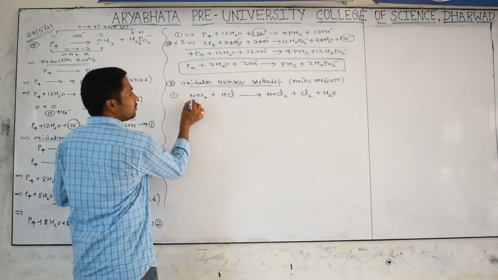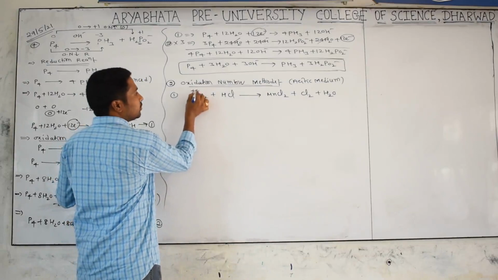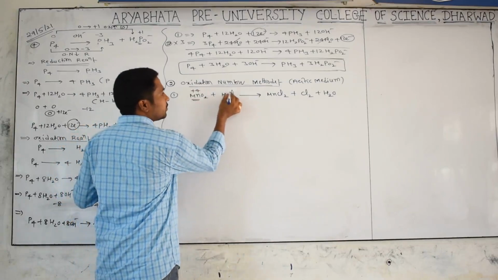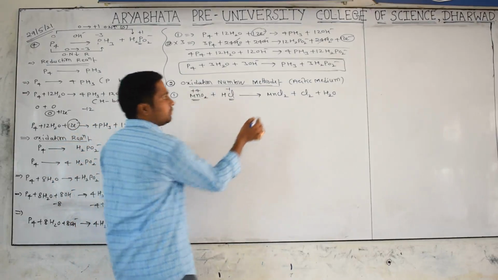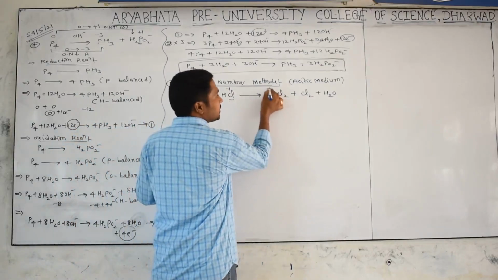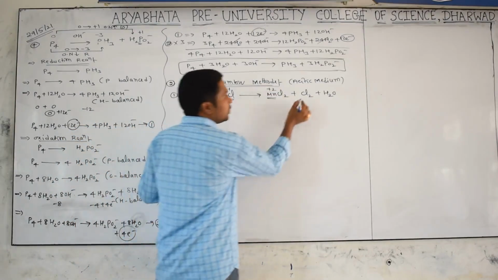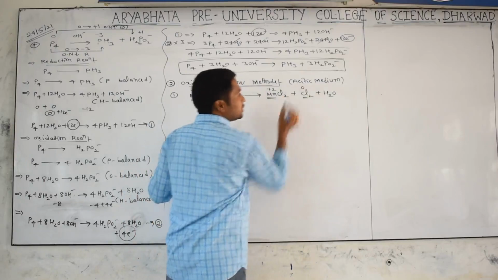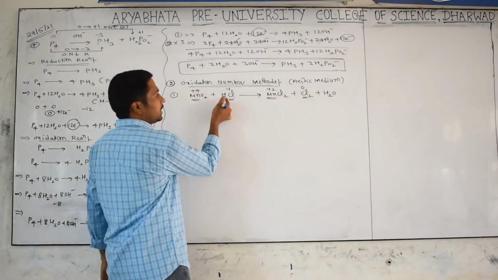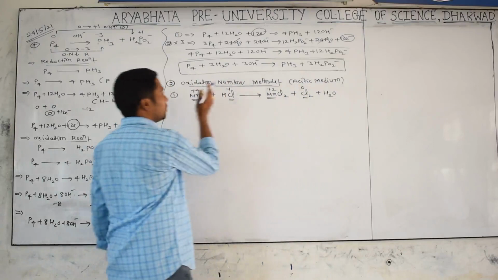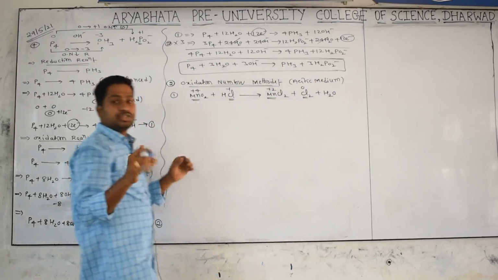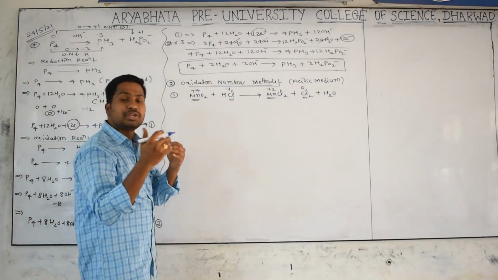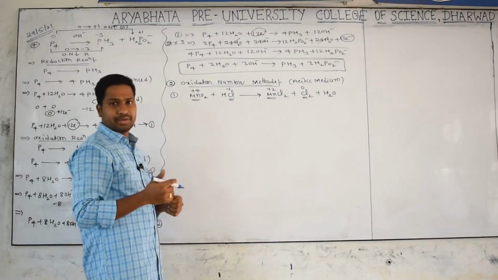What is the oxidation number of manganese here? Plus 4. Oxidation number of chlorine is minus 1. You can do it. Manganese oxidation number is coming here plus 2. Chlorine oxidation number is 0. But here hydrogen plus 1, here also plus 1. Oxygen minus 2, minus 2. No change. Which species' oxidation number is changing? We have to identify that one.